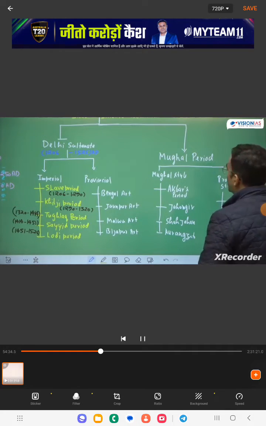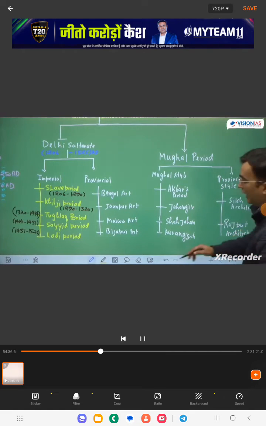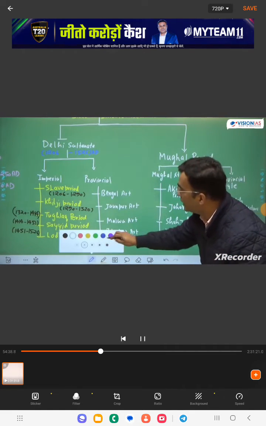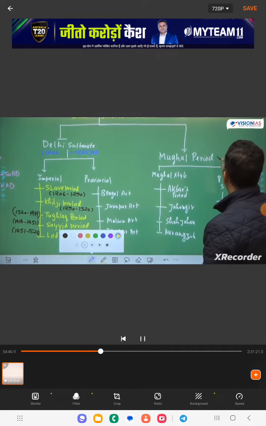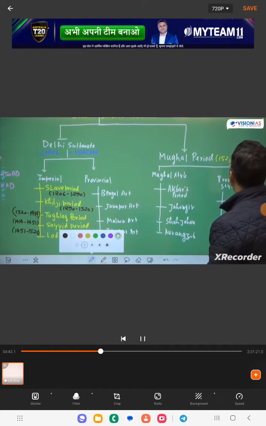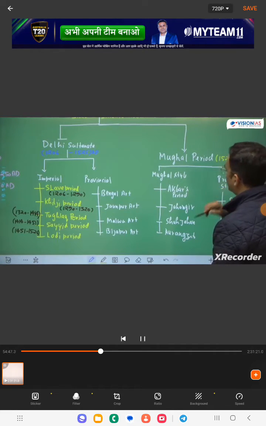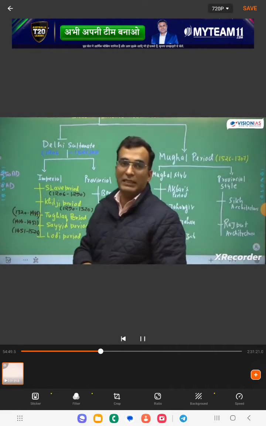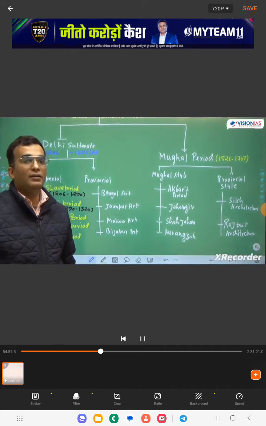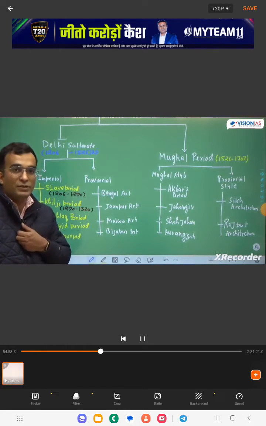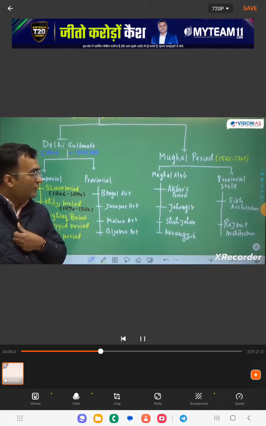So Sikh architecture and Rajput architecture. And when it comes to the Mughal period, the Mughal period is from 1526 to 1707. The year from where we started the modern history, 1707. So please write it.